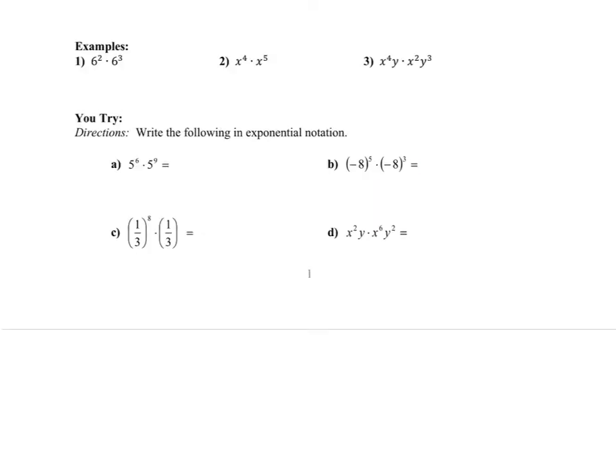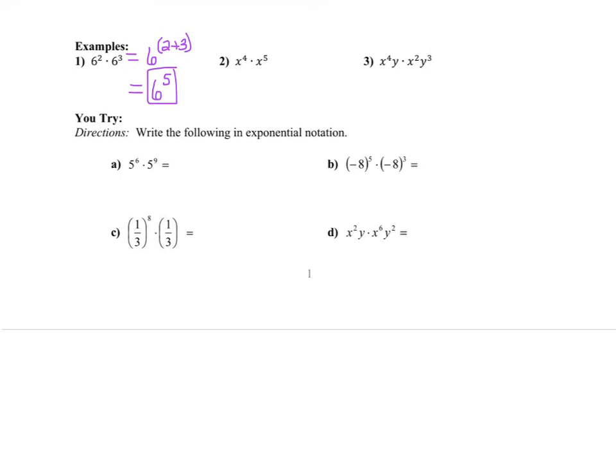So let's look at example 1. It says 6 to the second power times 6 to the third power. They have the same base. So now you're going to add your exponents so that it equals 6, and you want to add 2 plus 3. And 2 plus 3 gives us 5. Therefore, your answer is 6 to the 5th power.